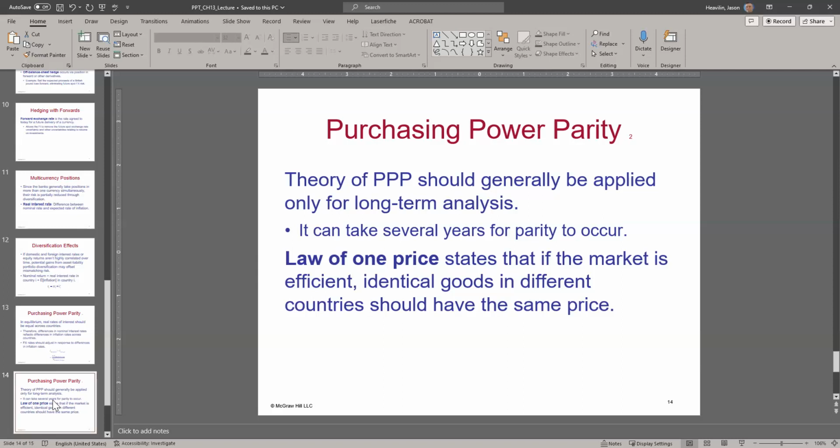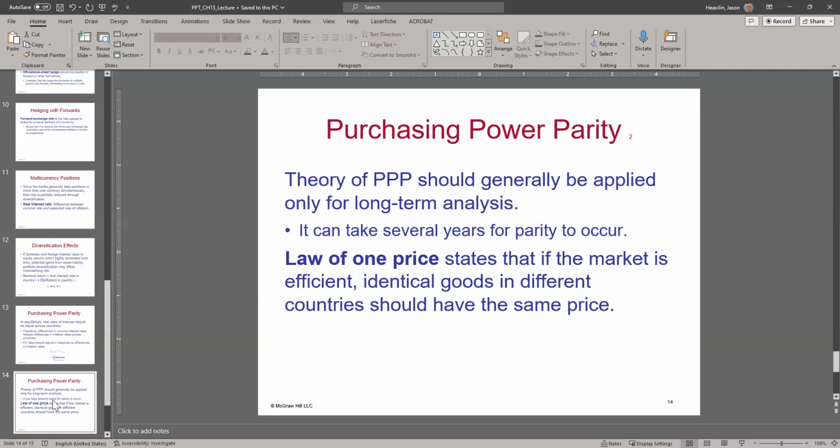The law of one price states that if the market is efficient, identical goods in different countries should have the same price. Now, you're probably thinking, well, it's easy to see how something in the United States may cost a lot more than in a country with different economic conditions.